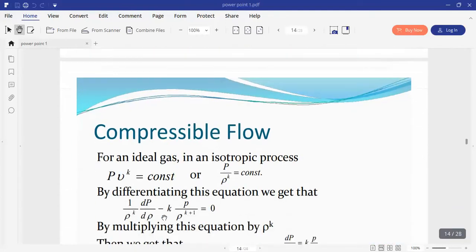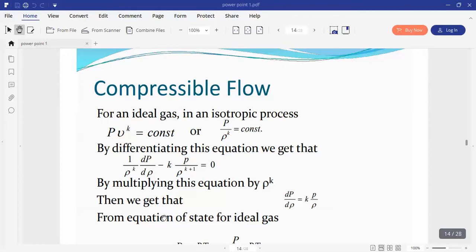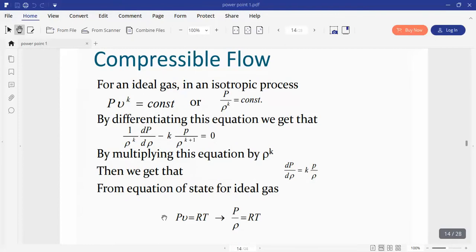For an ideal gas in an isentropic process, P V to the power k equals constant, or P by rho to the power k equals constant. By differentiating this equation, we get 1 by rho to the power k dP by d rho minus k P by rho to the power k plus 1 equals 0. Multiplying by rho to the power k, we get dP by d rho equals k P by rho.